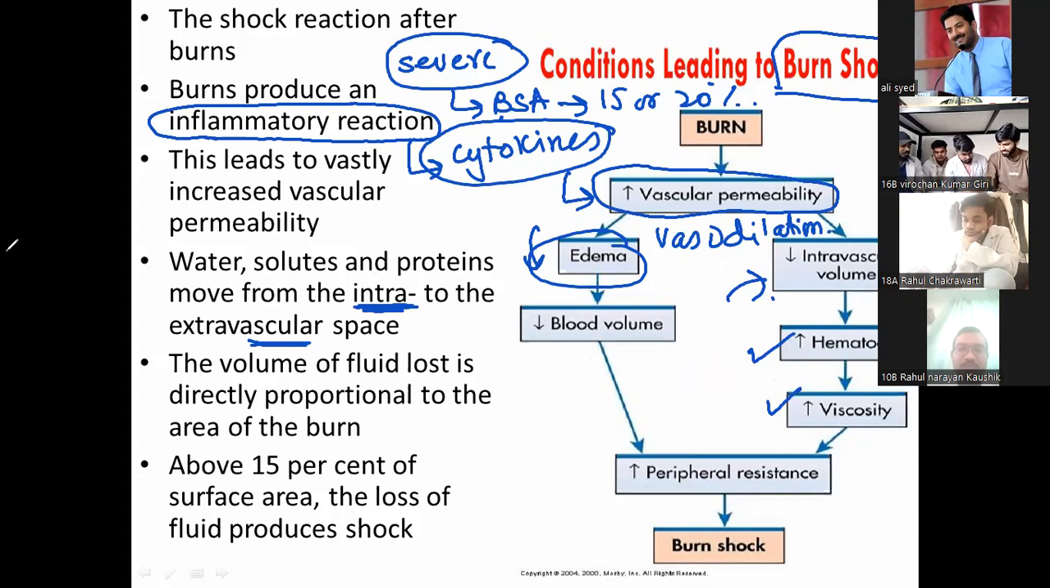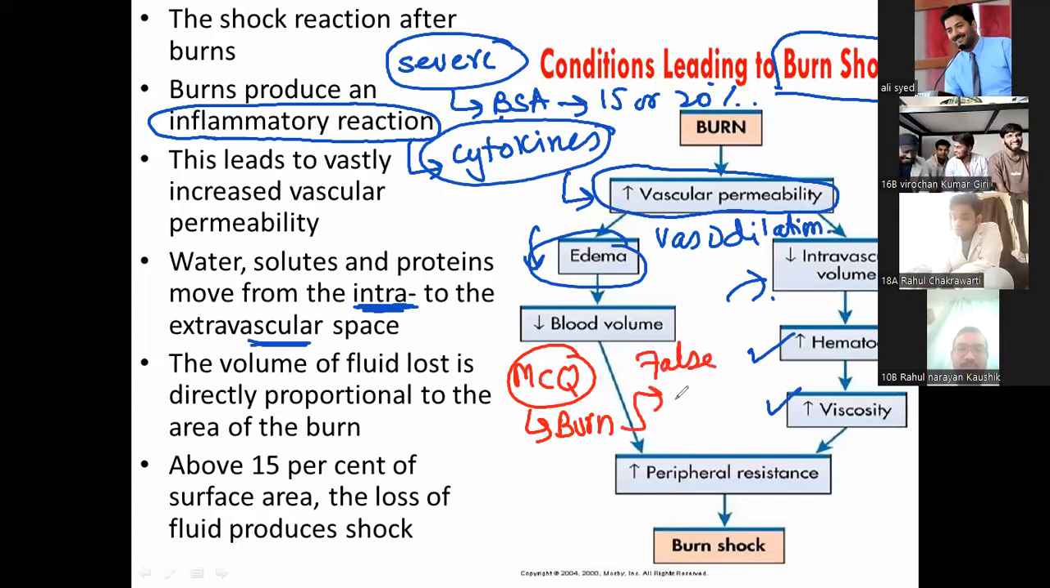So a very, very important MCQ which you all must remember: in patients with burn injury, there will be a false increase of hemoglobin. So a false increase of hemoglobin you are going to see in patients with burn injuries.